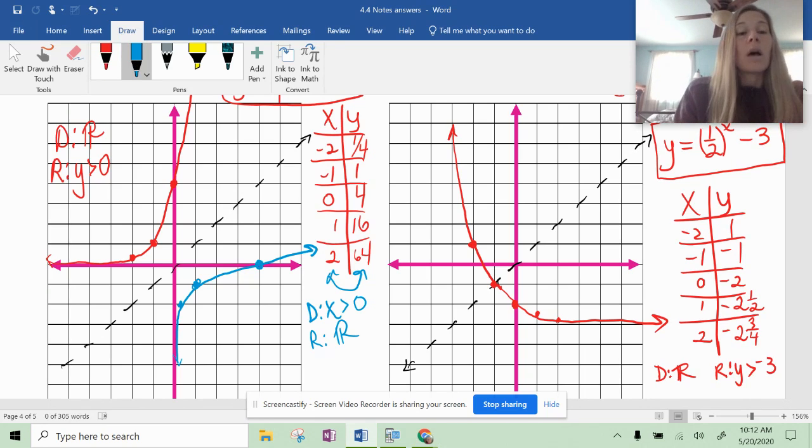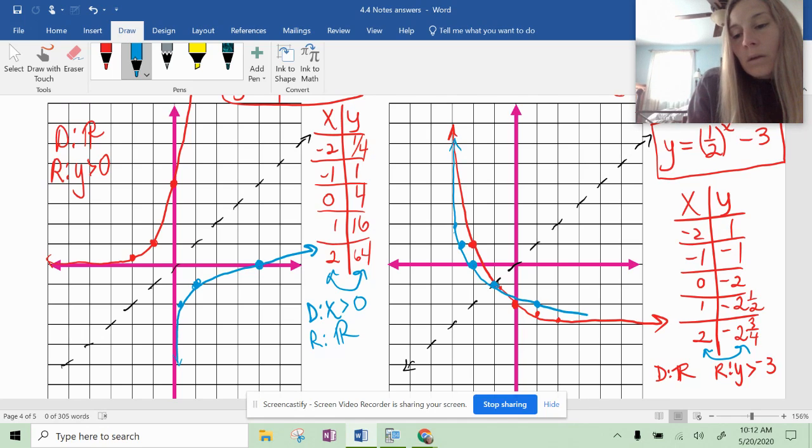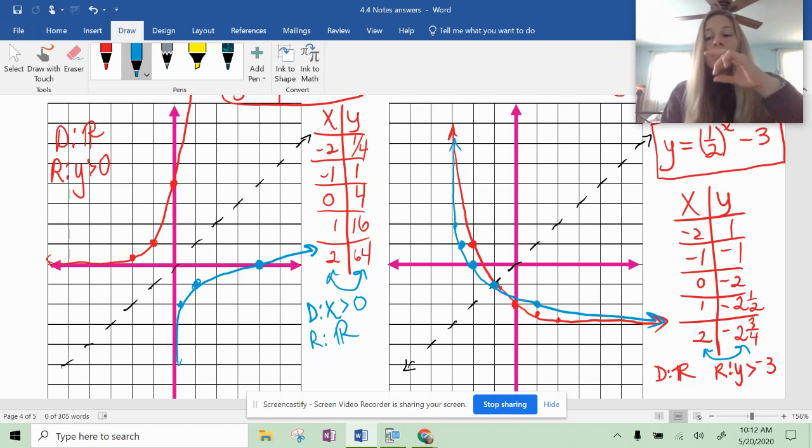So now let's do the log function by switching these. So 1, -2, over 1 down 2, -1, -1, -2, 0, -2.5, 1, -2 3/4, 2. So you can kind of see what that one's going to look like.